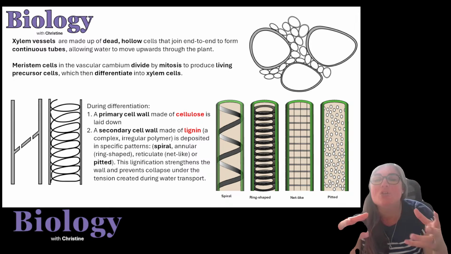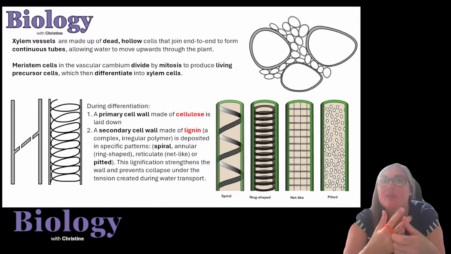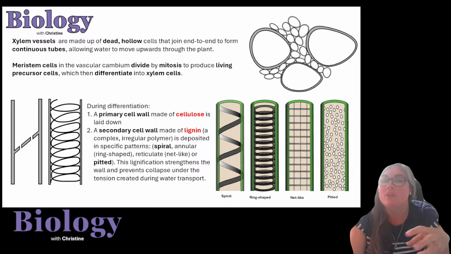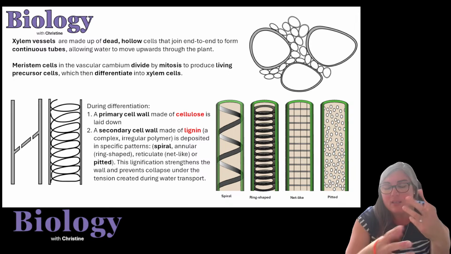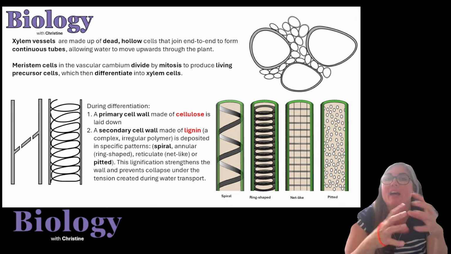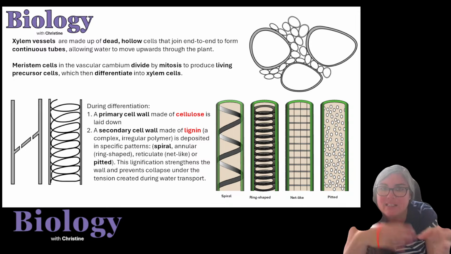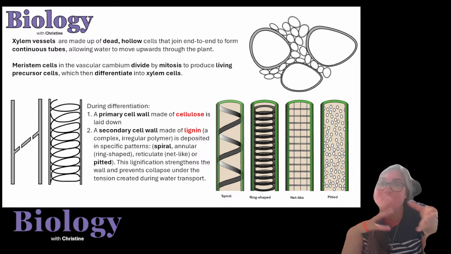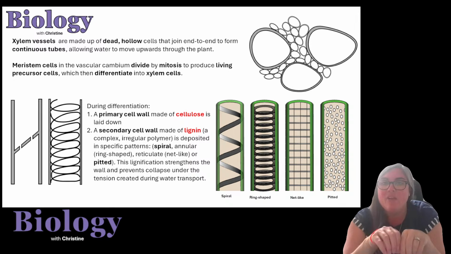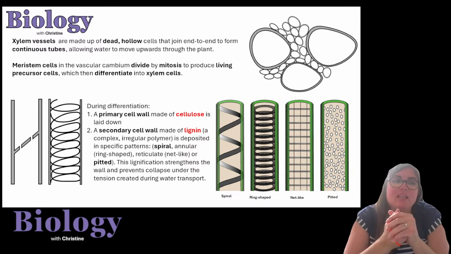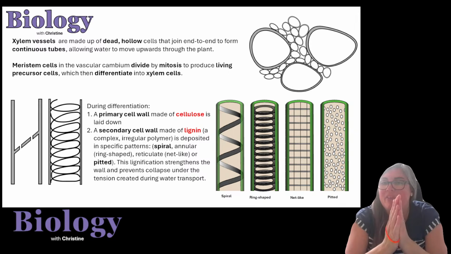A secondary cell wall is going to be made of lignin, and that can be in lots of different patterns depending on the xylem vessels, because remember, it's not just one, it's lots of them, and that allows them to have these different functions. So if it is spiraling, that allows the flexibility. If it is the pitted ones, that allows the lateral flow of the water. If it is the ring-like structure, that's going to prevent the collapsing.